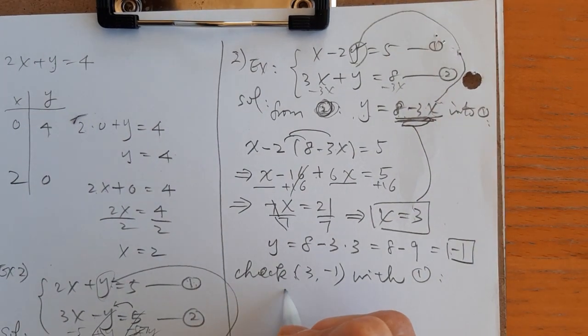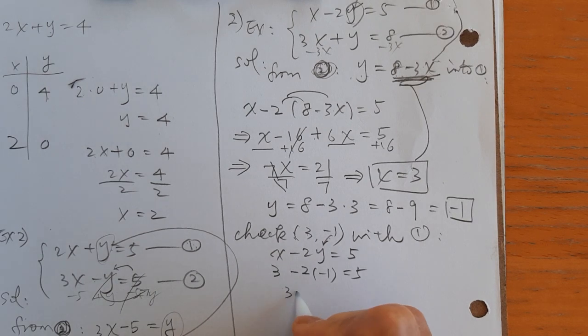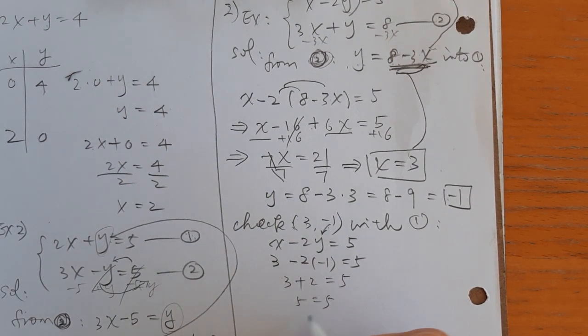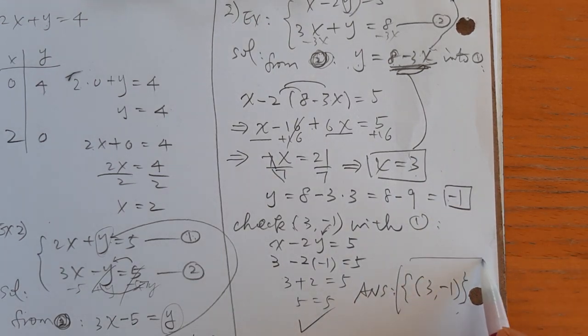First equation is x minus 2y equal 5. X is 3, plug in, minus 2 times y, use negative 1, plug in, equal 5. So it's 3 plus 2 equal 5, and you got 5 equal 5. It's checked. So then you can write down the answer. X coordinate is 3, y coordinate is negative 1. That's the solution.